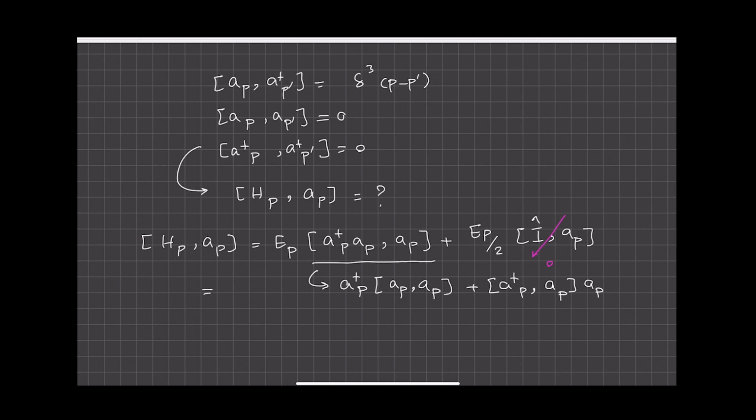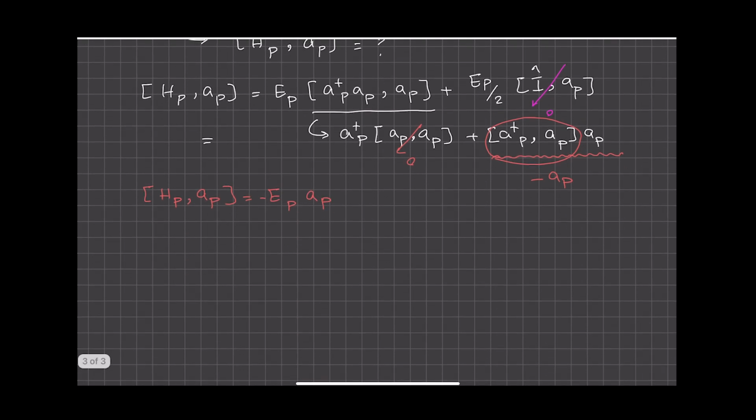So the first term is 0. And the second term here is minus delta of P minus P prime. But since P and P prime are the same, we can just ignore the delta and replace it with 1. So this term is going to be minus AP. So HP with AP would result in minus EP AP. So now we have this term.